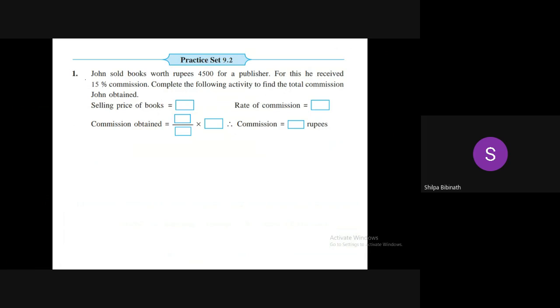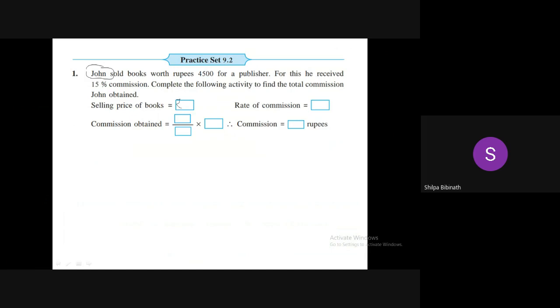Now let's see what question is given. John sold books worth rupees 4500 for a publisher. For this, he received 15% commission. Complete the following activity to find the total commission John obtained. What is the selling price of the books? 4500. So who is acting as a middleman here? John. For a publisher, he is doing a service. He is selling the books for 4500 rupees.